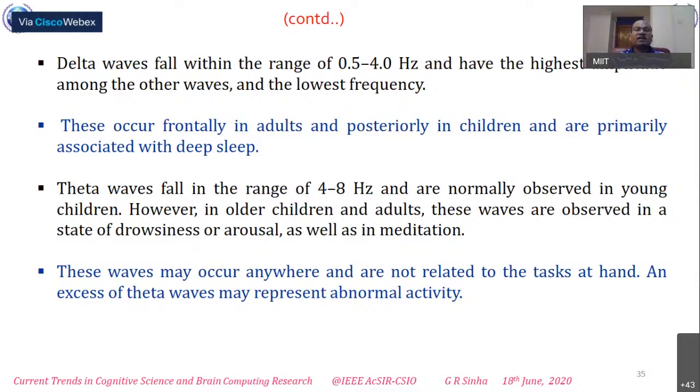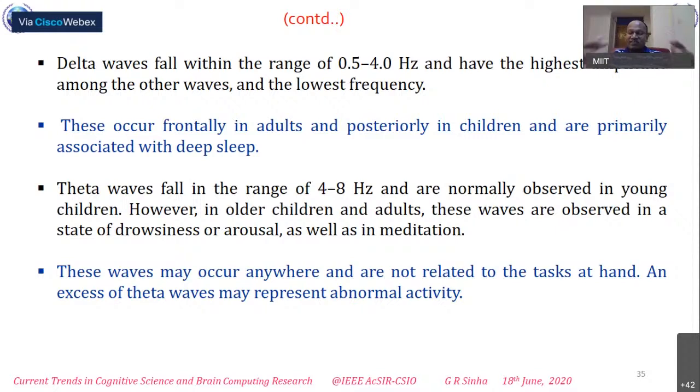The theta waves in the range 4 to 8 hertz are normally observed in young children. However, in older children and adults, these waves are observed in a state of drowsiness or arousal, as well as in meditation. So when an adult is meditating, or very young children are in some activity, then this particular wave, theta wave, is recorded.